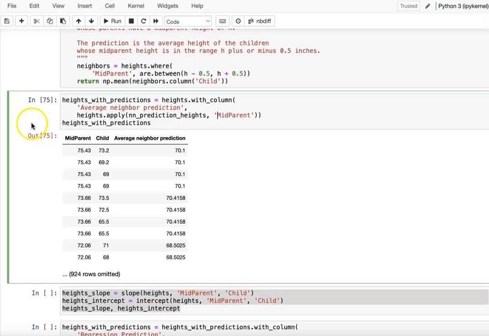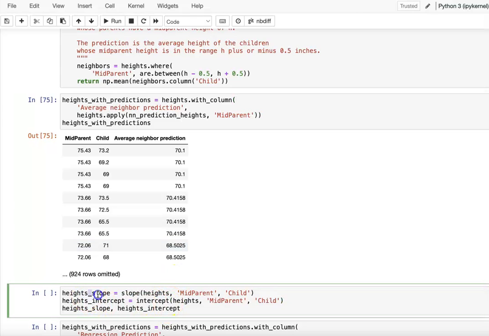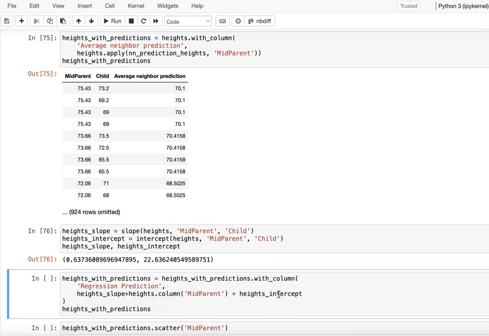Since now, that's the one way we can do the prediction. But also now we want to use our slope and intercept, the regression line we get. Earlier we know the slope is the correlation times the standard deviation of y divided by the standard deviation of x. So that's why we pass our table and the x and the y, so that we can find the slope. And the same thing, we can find the intercept.